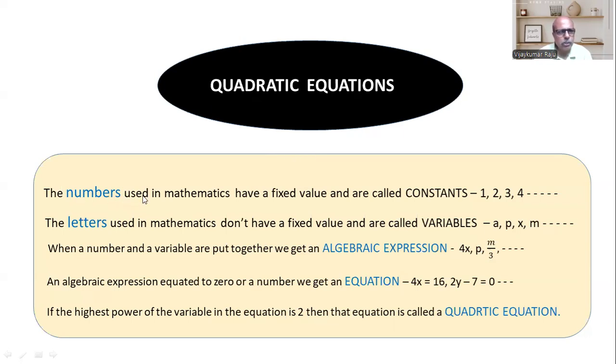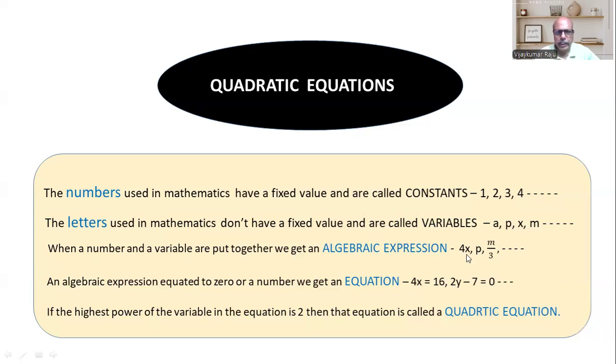The numbers we use in mathematics have a fixed value and are called constants. So that is the numbers 1, 2, 3, 4, whatever numbers we are using. They have a fixed value, so we call them constants. The letters used in mathematics do not have a fixed value and are called variables. A, P, X, M, whichever letter from A to Z you use, they don't have a fixed value, it's a variable. When a number and a variable are put together, we get an algebraic expression.